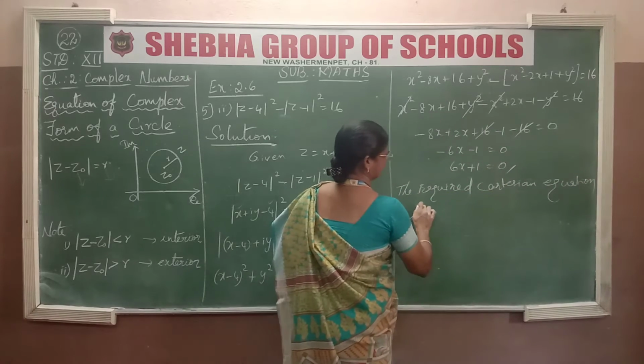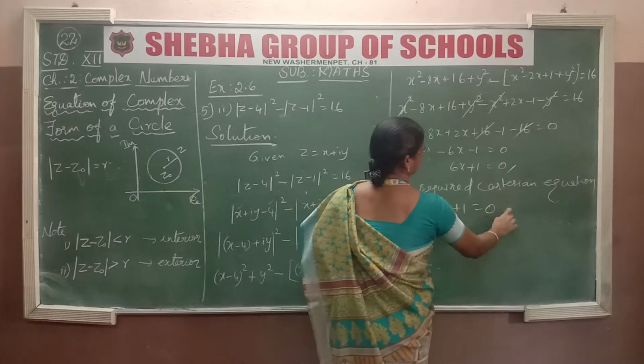Cartesian equation is 6x plus 1 equal to 0. Is it clear?